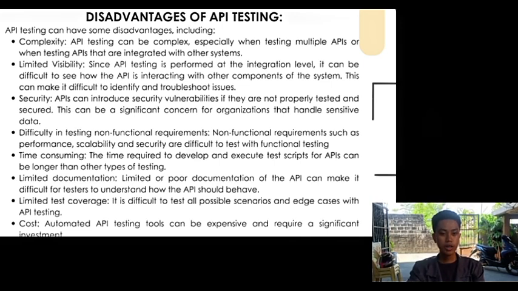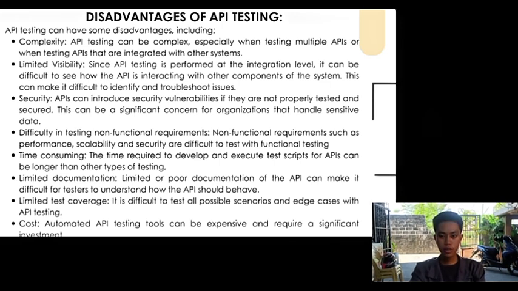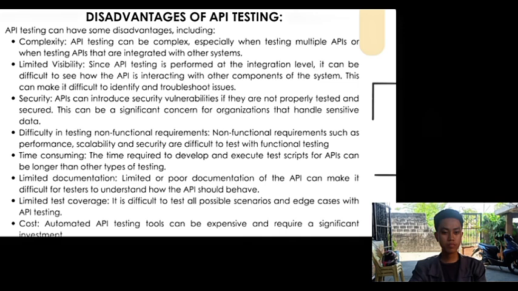Security. APIs can introduce security vulnerabilities if they are not properly tested and secured. This can be a significant concern for organizations that handle sensitive data. Difficulty in testing non-functional requirements. Non-functional requirements such as performance, scalability, and security are difficult to test with functional testing.